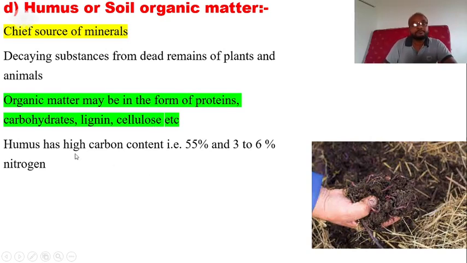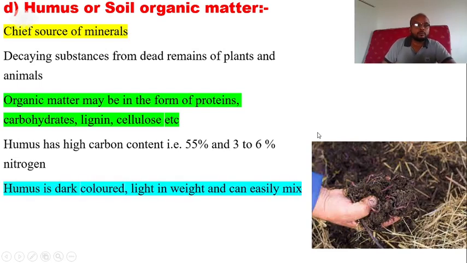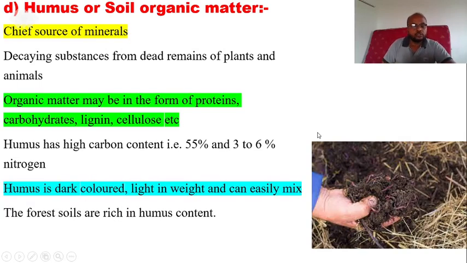The humus mainly has carbon content, about 55%, and 3 to 6% nitrogen. That means the carbon content is more in the humus. The humus is dark colored, light in weight, and can be easily mixed with the other components of the soil. The humus is colloidal in state in water. All types of soil have different amounts of humus content. If you take the example of forest soil, this forest soil is rich in humus content due to continuous addition of the organic matter of plants and animals.